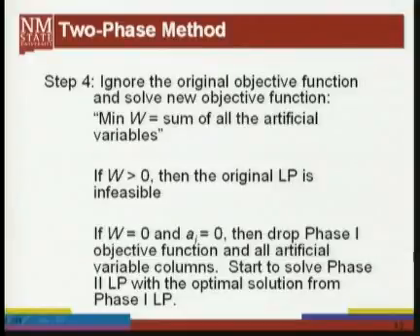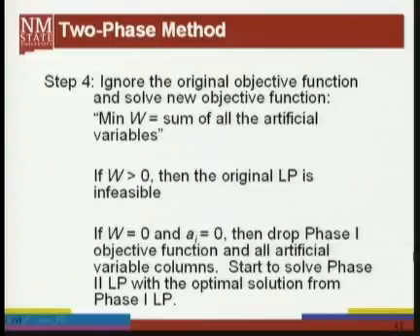And if you look at the step number 4, for now, we need to ignore the original LP's objective function. And instead, we need to solve an LP whose objective function is minimize W, which is the sum of all the artificial variables. And this is called the phase 1 LP. And the act of solving the phase 1 LP will force the artificial variable to be 0. Okay?